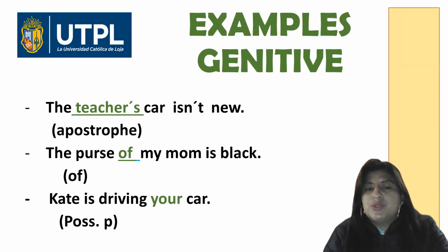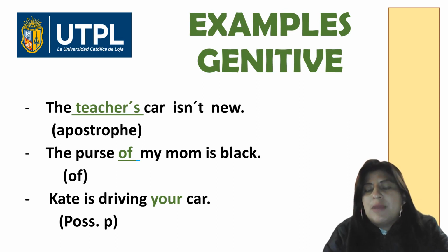I also wrote some examples about genitive case. For example, we have the teacher's car isn't new. In this case, we have the subject, the teacher, with an apostrophe, and we have a genitive case. But don't forget, this subject with apostrophe is singular. For that reason, I use the verb in singular. Also, we can use plural with apostrophe, but in my sentences, I use singular.